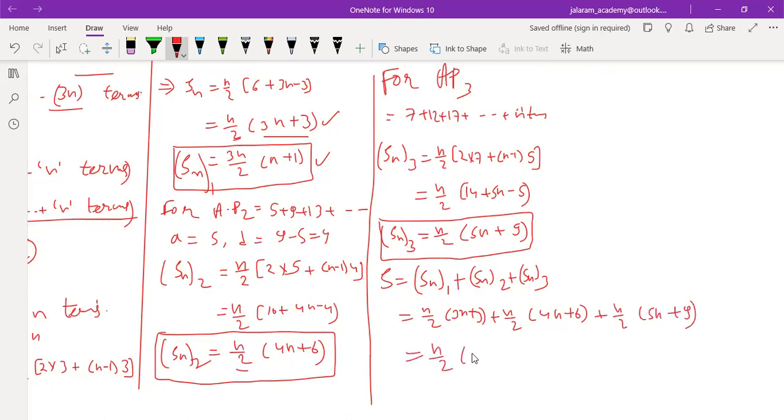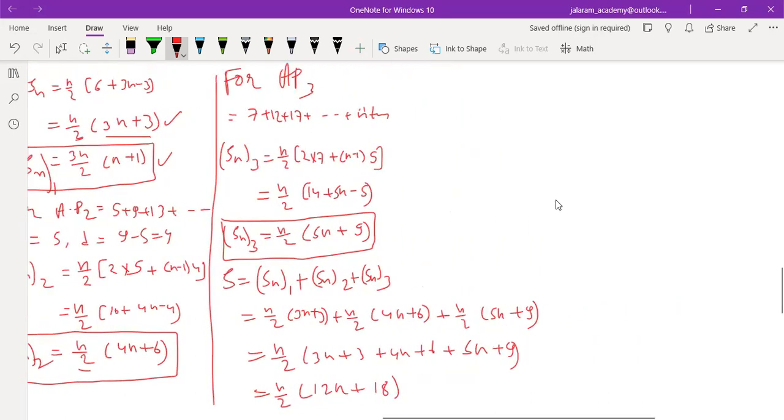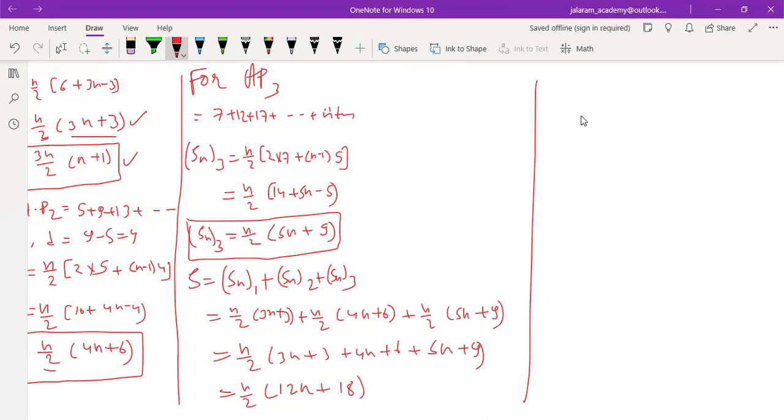Then take n by 2 common. So 3n plus 3 plus 4n plus 6 plus 5n plus 9 equals n by 2 into: 3 plus 4 is 7, plus 5 is 12, so 12n; plus 3 plus 6 is 9, plus 9 is 18. So we can take 6 common from this. So n by 2 into 6 common into (2n plus 3). 2 3s are 6. So 3n into (2n plus 3) is the answer.